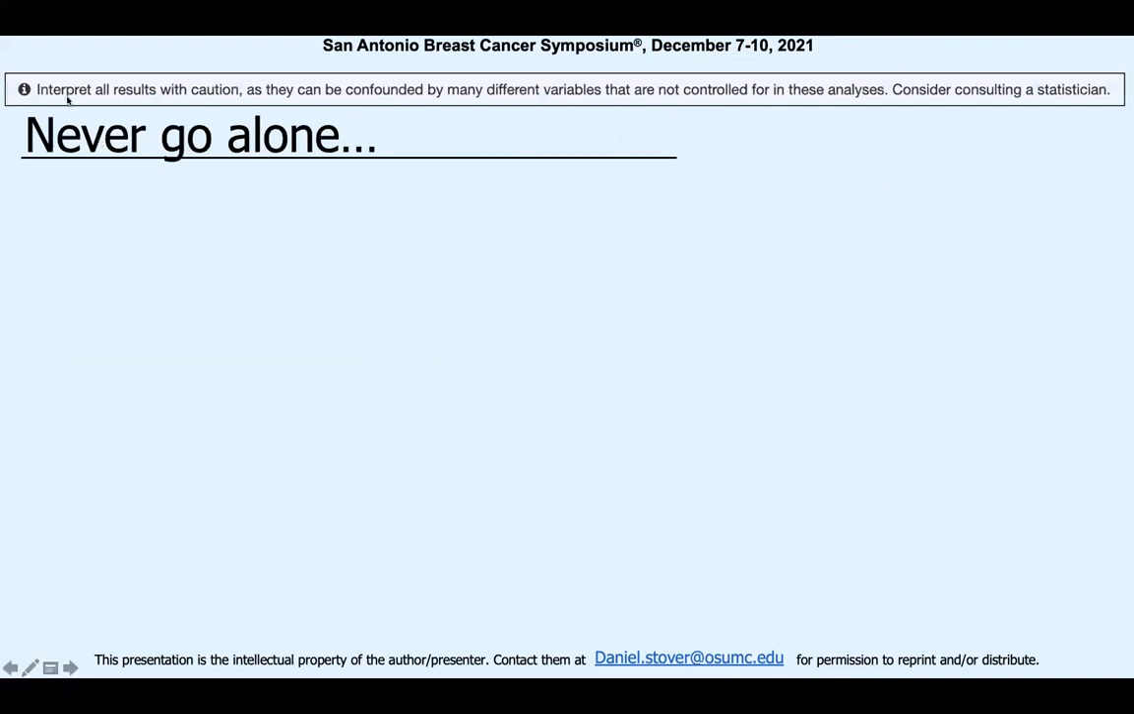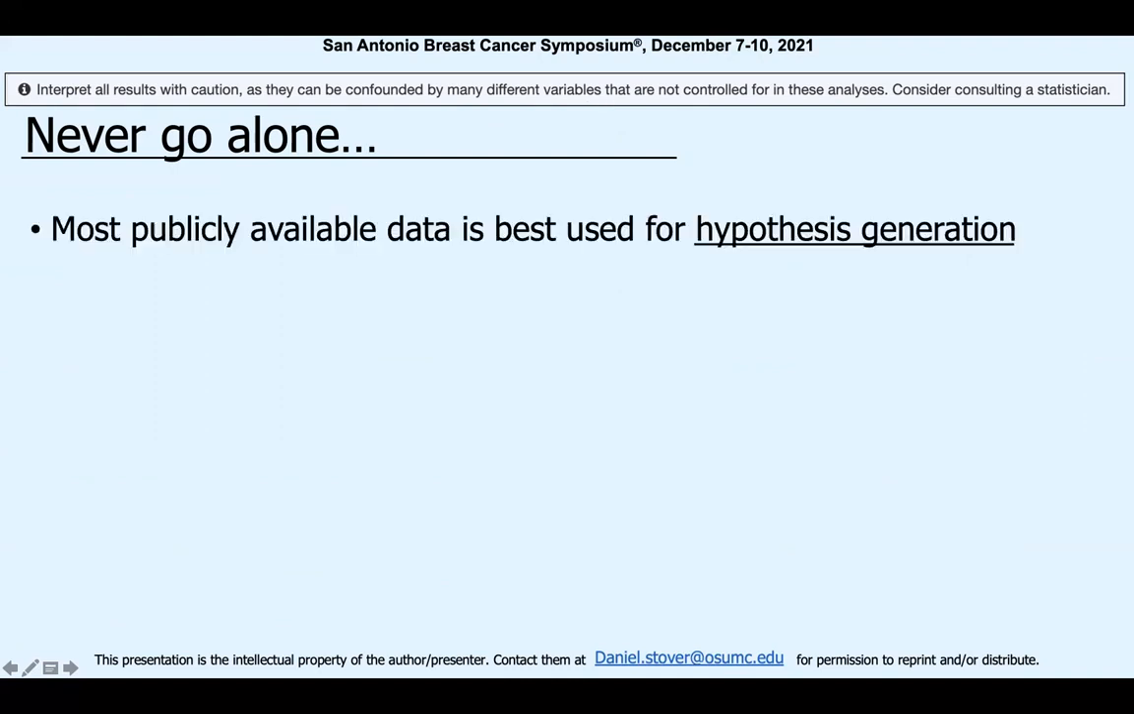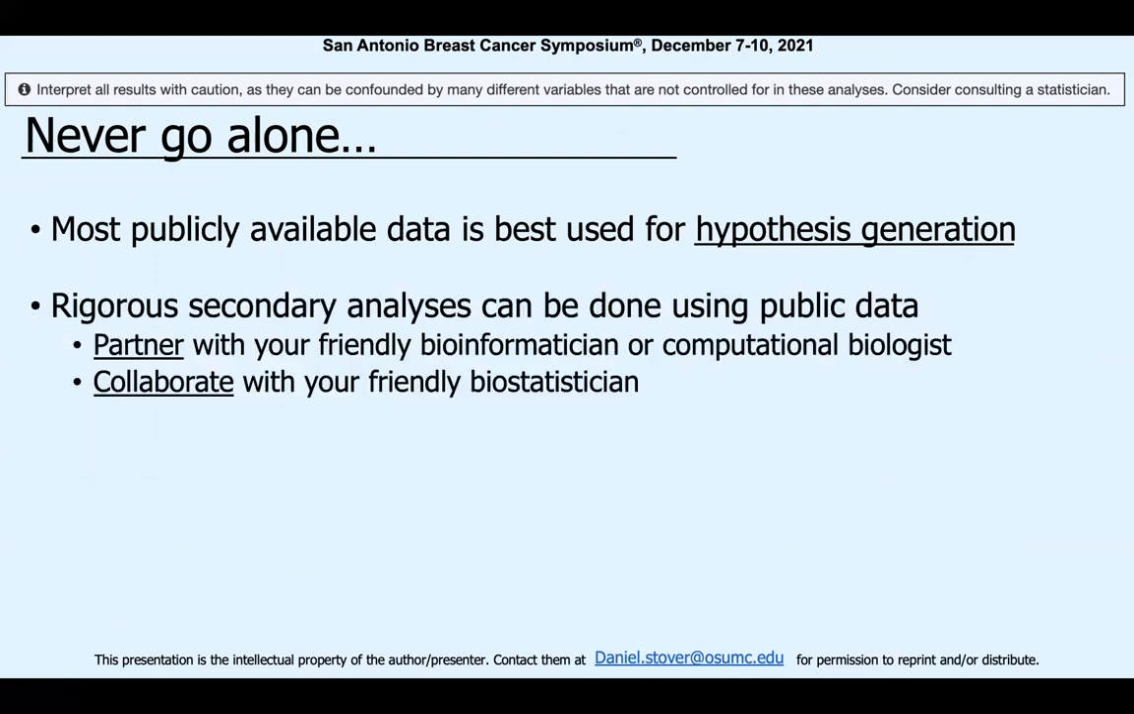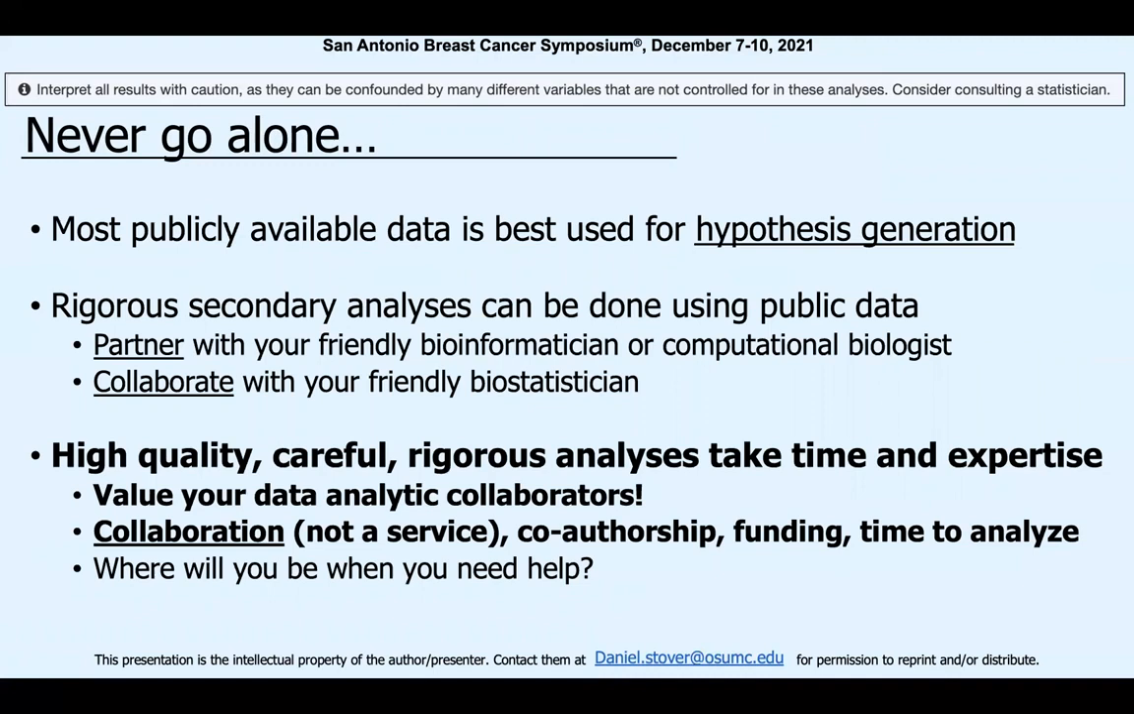As I say in cBioPortal, interpret all results with caution, as they can be confounded by many different variables. So most publicly available data, I think, is best used for hypothesis generation. And while rigorous secondary analyses or true experiments can be done using public data, it requires partnership with your friendly bioinformatician or computational biologist in collaboration with a biostatistician. I would reinforce that high quality, careful, rigorous analyses take time and expertise, so value your data analytic collaborators.